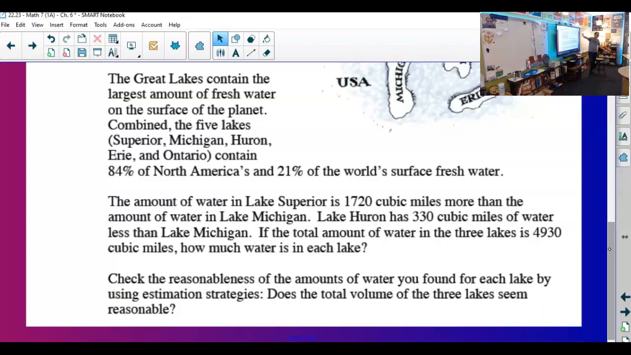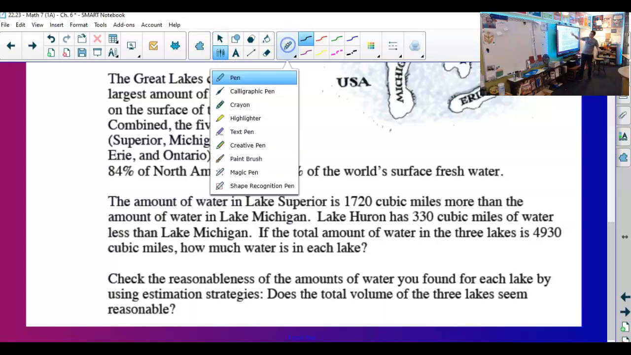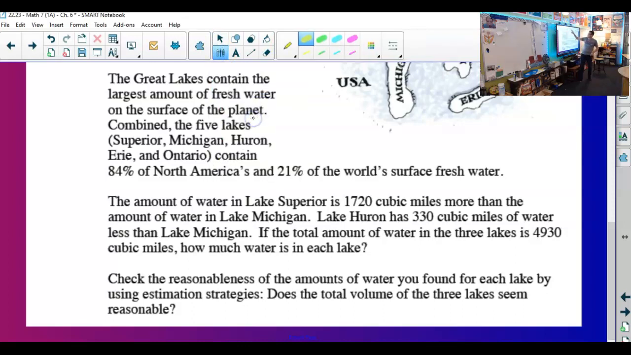Pause. Does that feel important? Should we highlight that? Grab a color. We're going to change colors multiple times. I'm going to use yellow just because it's my first one up here. That's telling us about what Lake Superior is. And guys, we're not going to say lake for each of these. We're just going to start saying Superior is 1,000 more than Michigan.